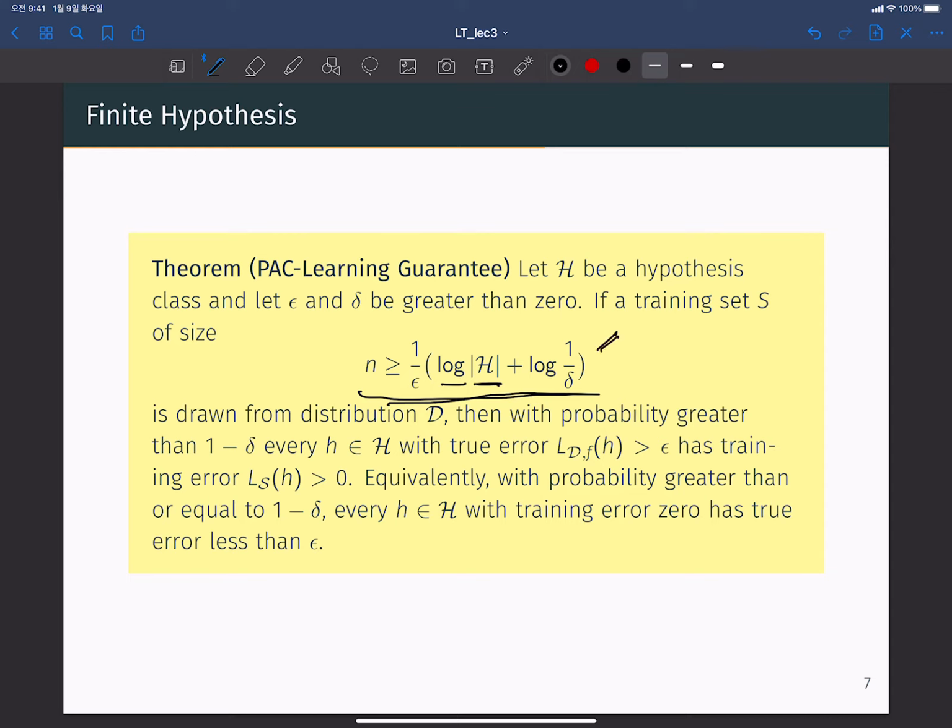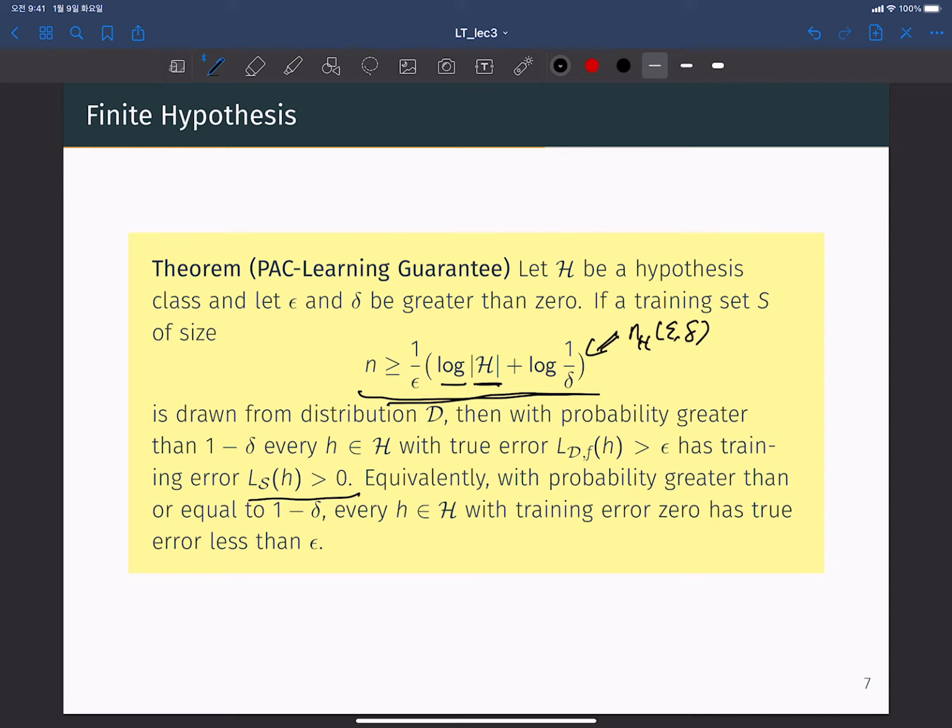so this is n_H(epsilon, delta), is drawn from your distribution D. Then with probability greater than 1 minus delta, every h in your hypothesis class with true error L_D(h) strictly bigger than epsilon has training error non-zero. Okay, strictly positive training error.